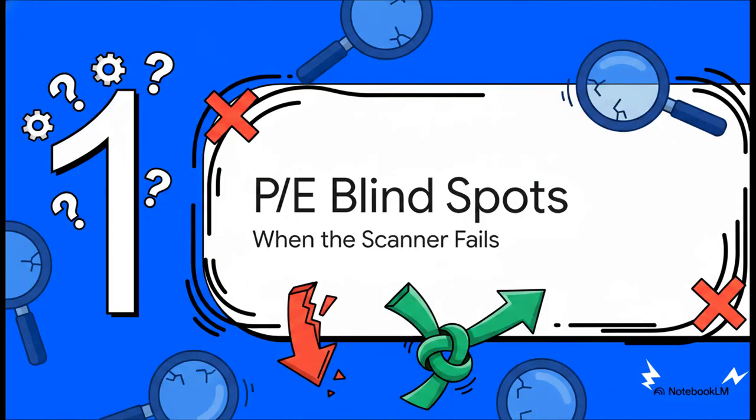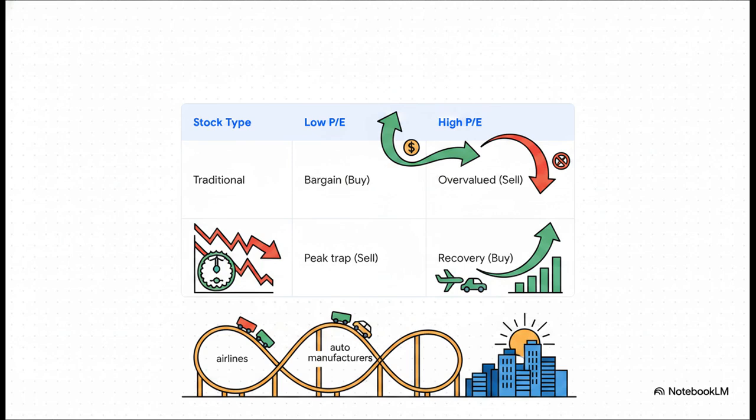Now let's move into our next section, blind spots, and exactly when the PE scanner fails. Every good investor knows the limitations of their tools, so we really need to look at where relying on just this one number can actually lead you straight into a trap. And this brings us to one of the most dangerous traps out there, cyclical stocks.